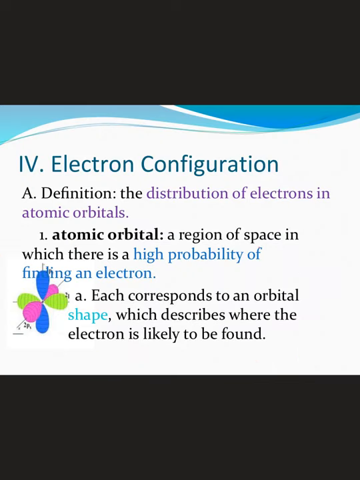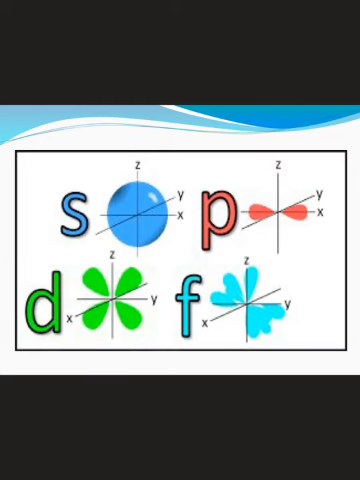And so remember, we are trying to predict where electrons are going to be present, and those are in atomic orbitals, and that is a region of space in which there's a high probability of finding an electron. So these orbitals have different shapes, and there's the s orbital, the p orbital, the d orbital, and the f orbital. So you can see that there's different shapes. And so the probability of finding an electron depends on what shape and what element.